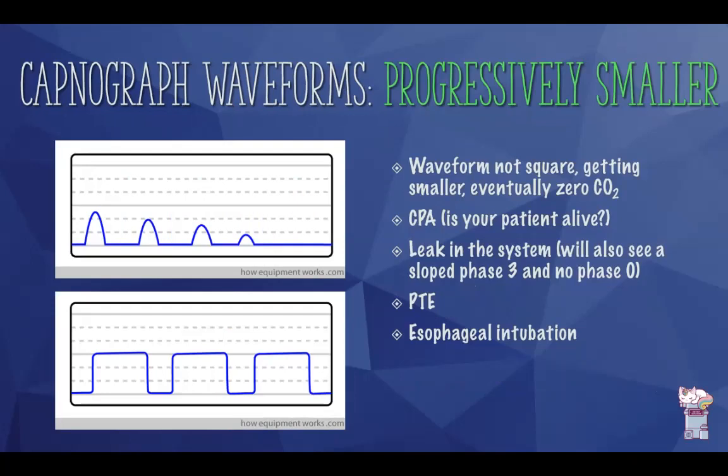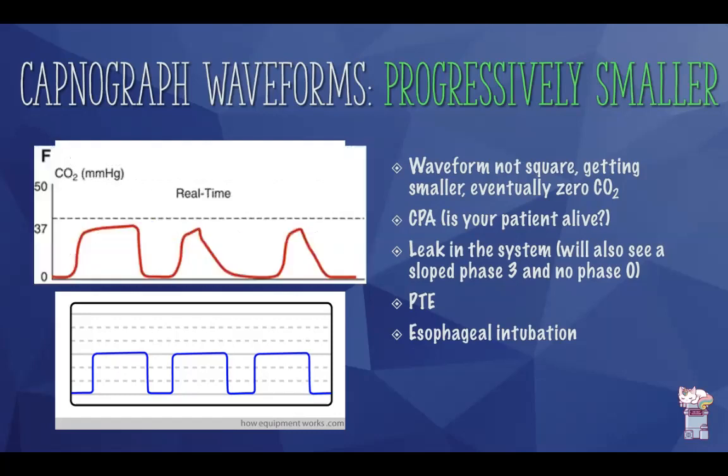When your capnograph waveform loses the alpha and beta angle and is progressively getting smaller, we do worry about cardiopulmonary arrest. So assessing if your patient is still alive is very critical during this time. A leak in the system, which typically results in a negative slope of phase 3 and no phase 0, can also be responsible for this phenomenon. A pulmonary thromboembolism or esophageal intubation are two other reasons that you can see this waveform. Here's another example.